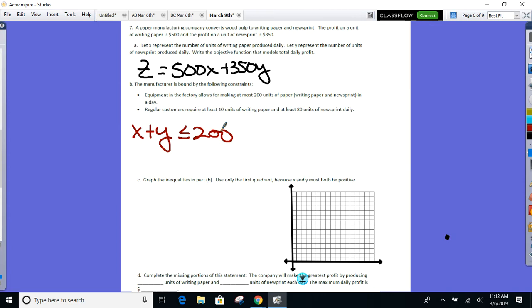Customers require at least 10 units of writing paper. What do you got? X for the writing paper, at least 10. Greater than or equal to 10. And at least 80 units of newsprint. Y is greater than or equal to? Yeah, 80. Here we go. Got all three now.